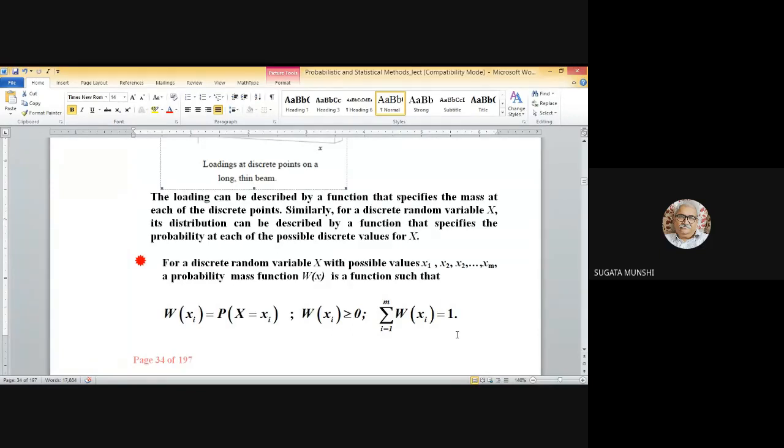So you must be careful to note these properties. They are very simple. But if I just give you a table of a certain Wx for different values of small x and ask you, is this a valid probability mass function? Then if you don't pay attention to these properties, very small things, you will not be able to answer. These are very small things. But still, you will be fooled.